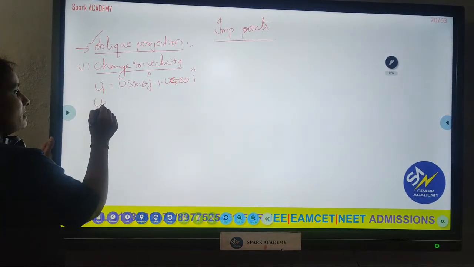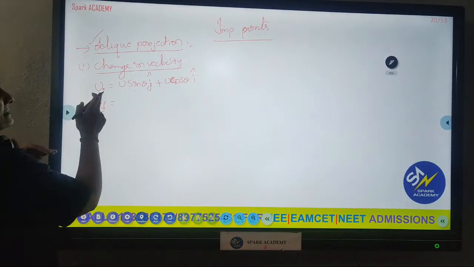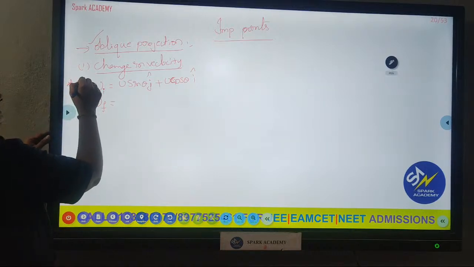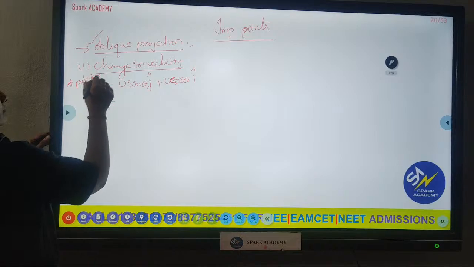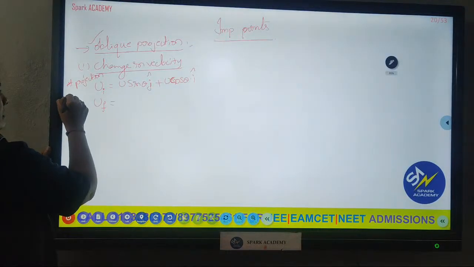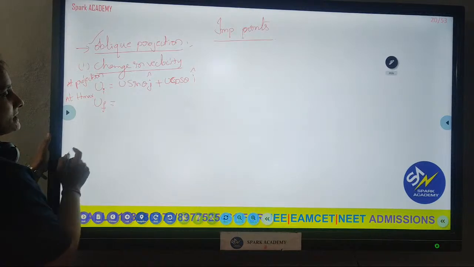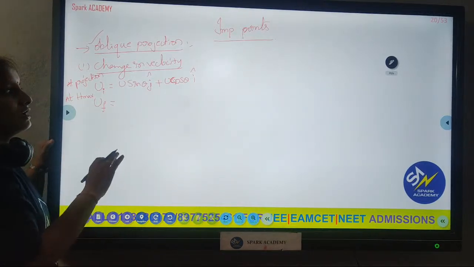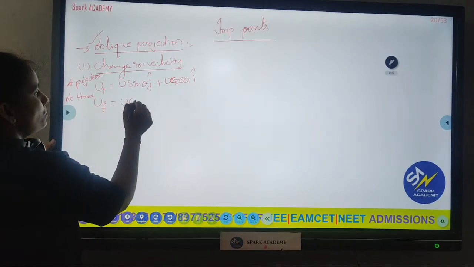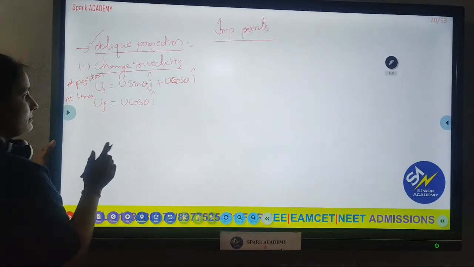And final velocity means we are taking, this is initial velocity at point of projection. And we take at maximum height what will be the final velocity. We know that vertical component velocity is 0 at maximum height, then final velocity is only u cos theta into i cap. No vertical component.